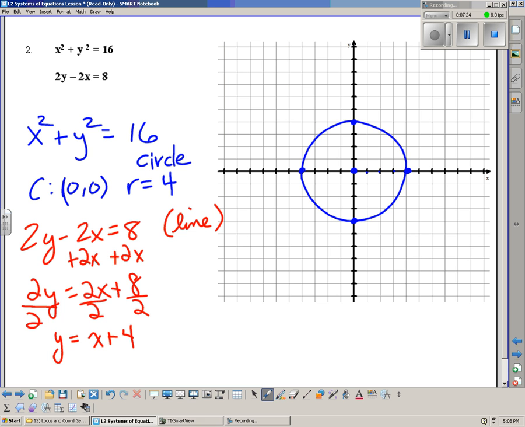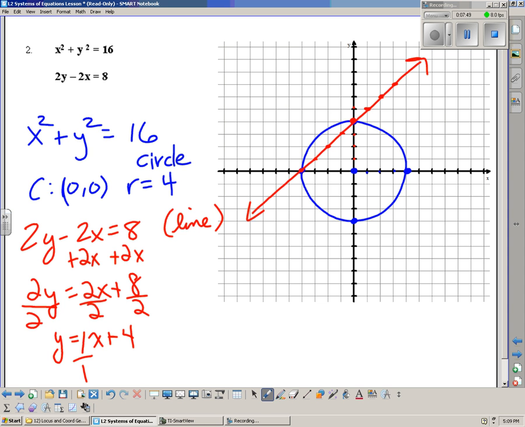And so I'm going to graph this, go up to 4 on the y-axis. And this time we're going to go up 1 over 1. So up 1 to the right 1, up 1 to the right 1, up 1 to the right 1. If I want to go backwards into the third quadrant, I will go down 1 and to the left 1, down 1 and to the left 1, down 1 and to the left 1. And here you can clearly see my line.